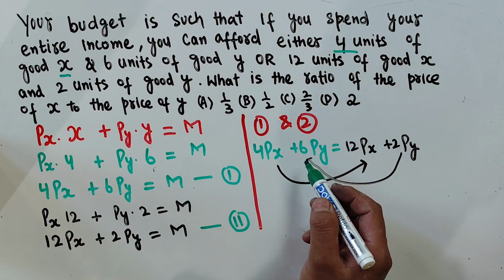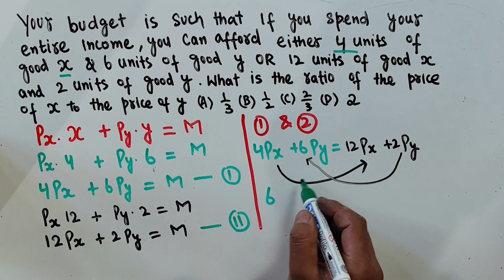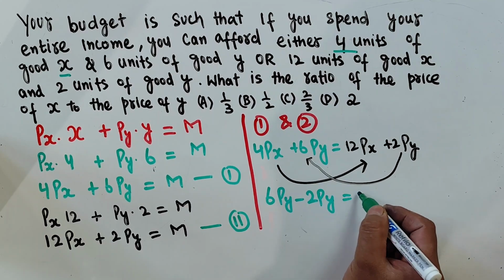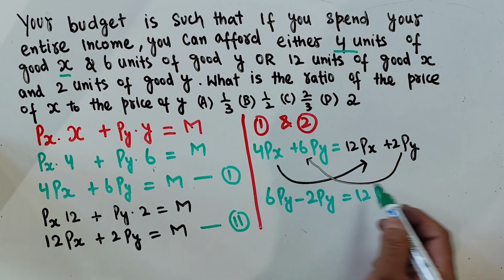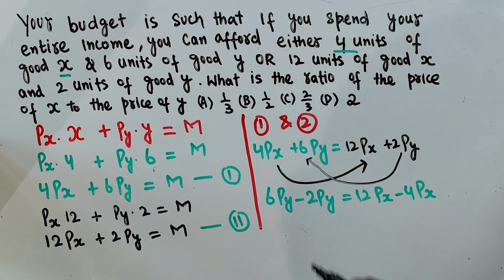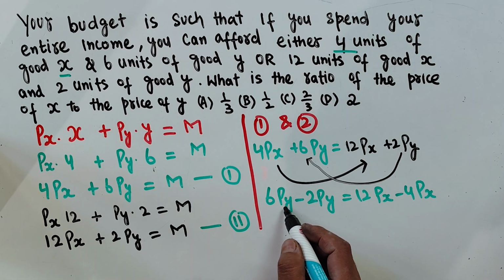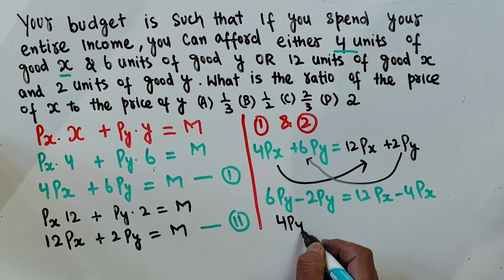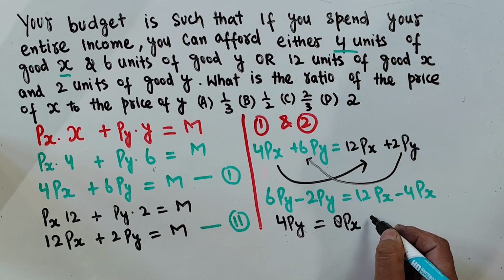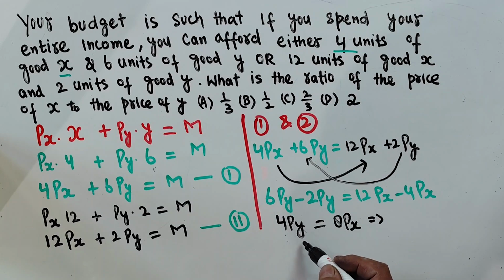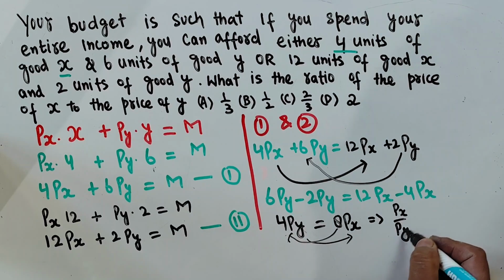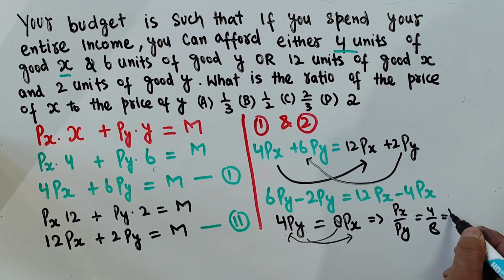That means we have 6 times price of Y, transposing this it will get subtracted, 2 times price of Y should be equal to 12 times price of X, transposing this it will get subtracted, 4 times price of X. Since we have like terms, we can subtract them. So 6Py minus 2Py is 4Py, which is equal to 12Px minus 4Px, which is 8Px. Which implies, transposing this Py here and this 8 here, we will get price of X upon price of Y is equal to 4 upon 8, which is equal to 1 upon 2.